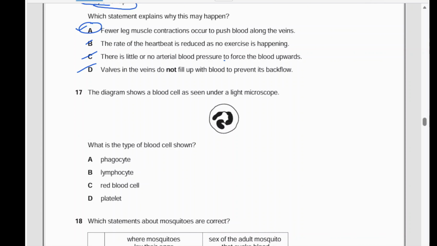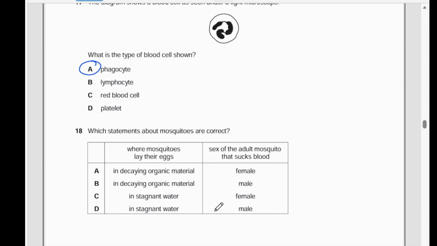Phagocyte. A lymphocyte has a bigger nucleus. 18. Which statement about mosquitoes is correct? Where mosquitoes lay their eggs and what is the sex of male and female? So it's C. Correct.